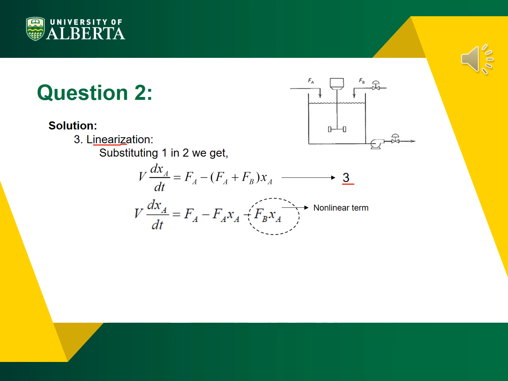And the first term on the right hand side, FA, is constant. We know that the flow FA is held constant. And the second term is a state times a constant term, so that will also be a linear term. So the nonlinearity in the model is coming because of this third part. We follow the same procedure which we followed in question 1. I'm going to put the same formula here. And then if you compute the partial derivatives with respect to x and u and plug them into the equation, you should get the linearized differential equation.